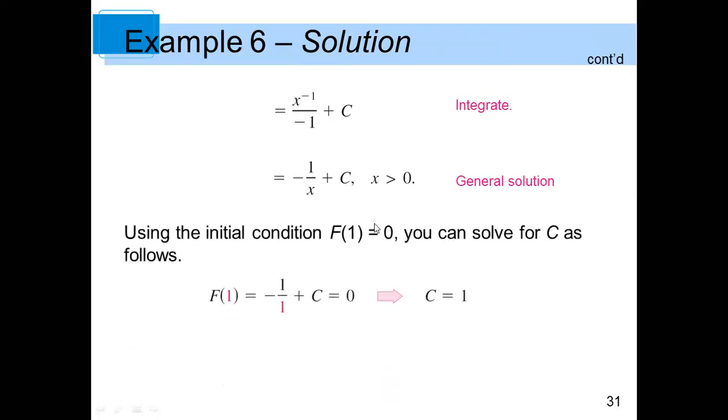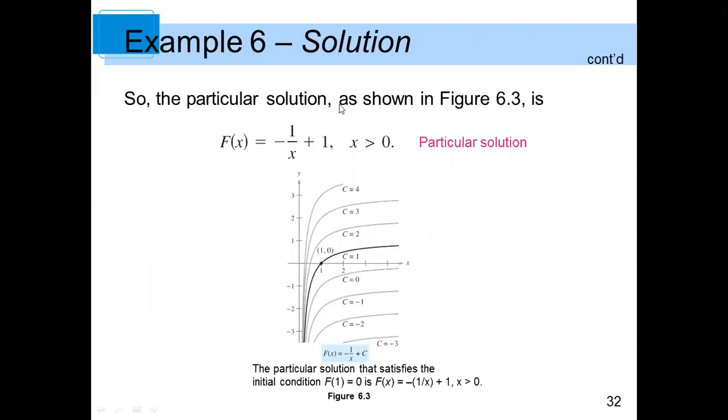Using the initial condition f of 1 equals 0, you plug 1 into your general solution, set it equal to the y value, and solve for c. In this case, you'd have -1 plus c equals 0, so c should equal 1. And the particular solution is -1 over x plus 1. I have a couple different ones graphed here, but the one in particular is the one with the point on it, in dark, graphed in black there.